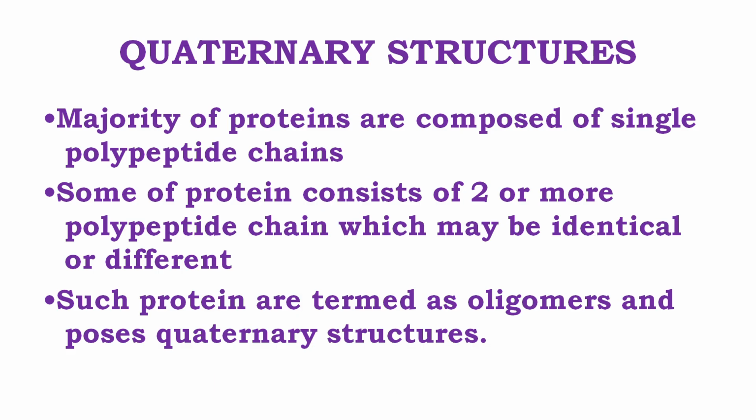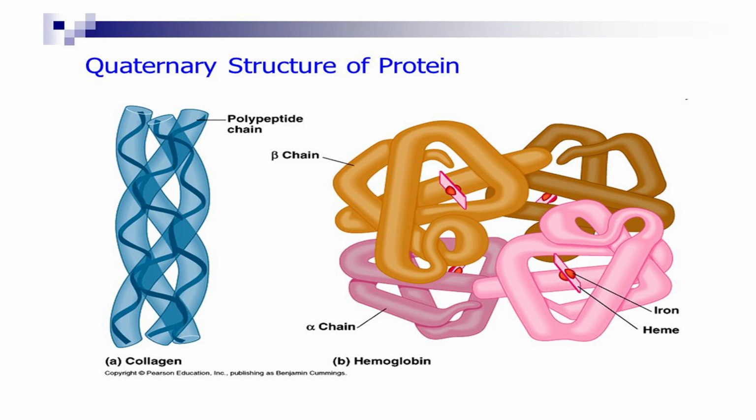The last one is the quaternary structure of proteins. The majority of proteins are composed of a single polypeptide chain. Some proteins consist of two or more polypeptide chains, which may be identical or different. Such proteins are termed oligomers. An example of quaternary structure is hemoglobin. So this is the structure of collagen and hemoglobin.